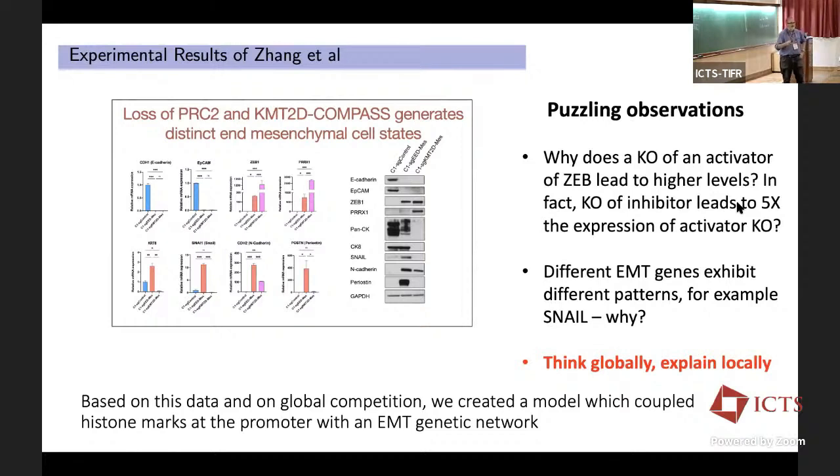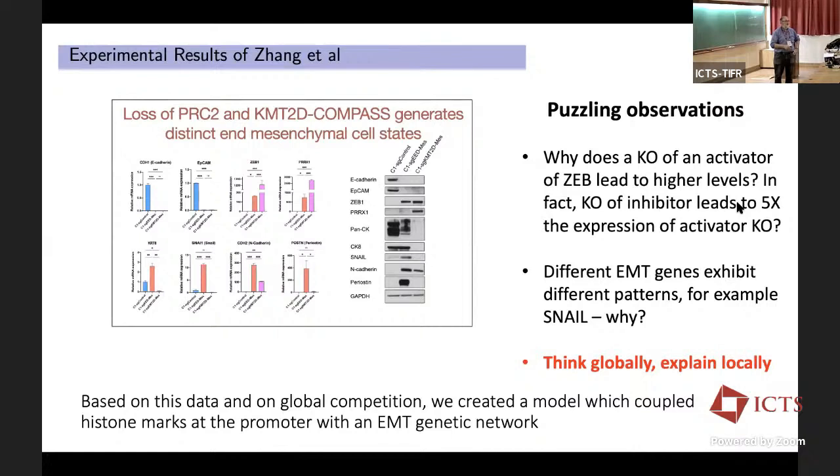I should say, just technically, that when you inhibited these, you didn't even need to give TGF-beta. They would spontaneously go into these states without actually inducing them. They were already, at baseline, going into these EMT states. Okay, so loss of PRC2, loss of the inhibitor, gave you something which looked like a partial EMT state. Loss of KMT2D, loss of the activator, gave you something that looked like a full EMT state.